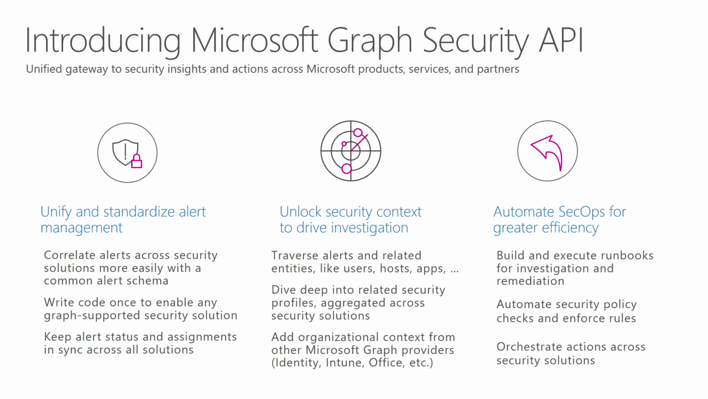It also provides access to business data through the Microsoft Graph, data like identity information from Azure Active Directory, device information from Intune, and productivity data from Office 365. This business data can be leveraged to enrich security alerts, bringing business context into security investigations through a common API surface. Finally, the Security API does more than just improve access to security alerts and enrich them with business context.